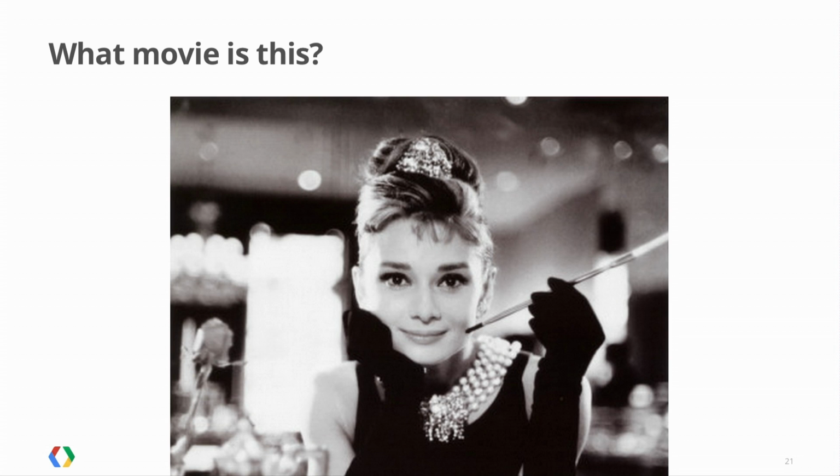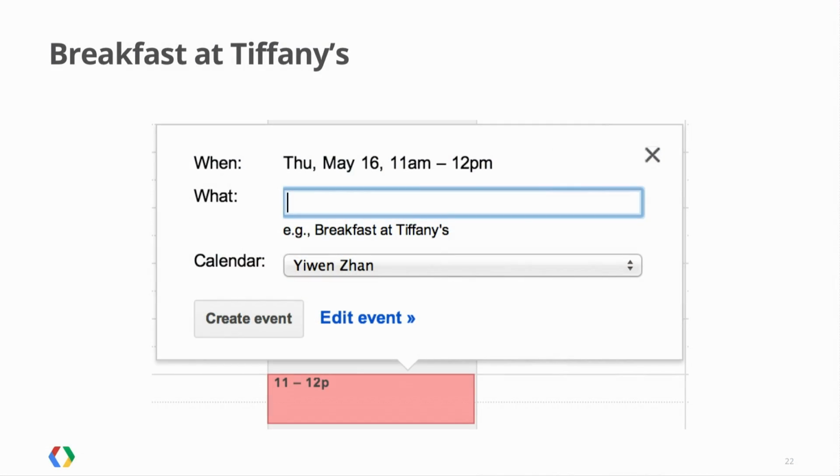OK. It's Breakfast at Tiffany's. And many of you, if you've lived in the United States and speak English, know this cultural reference. So when you go into Google Calendar to create a calendar event, it's no surprise to you when the example they provide is Breakfast at Tiffany's.